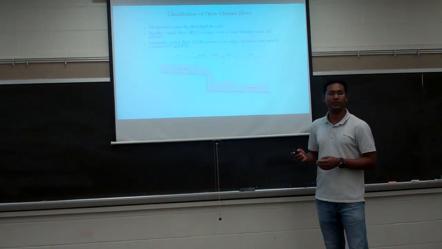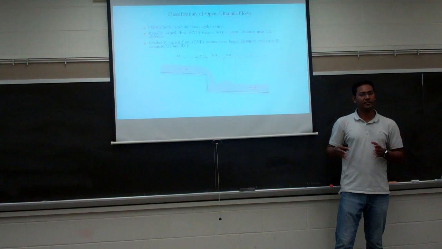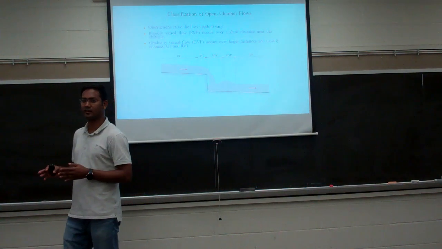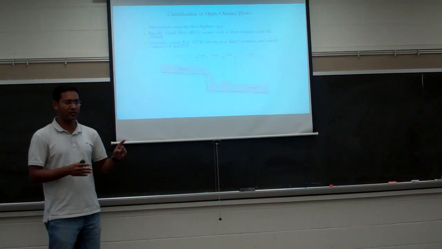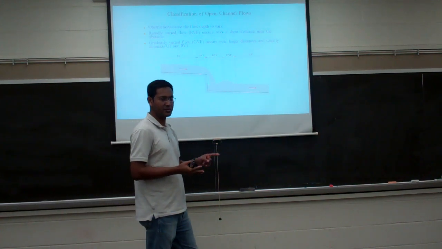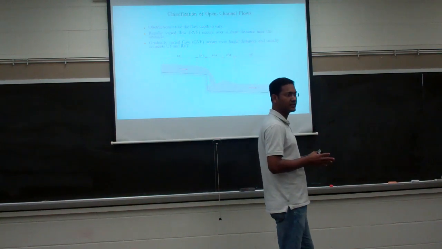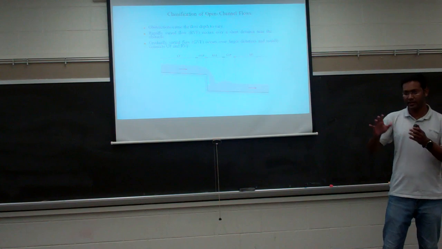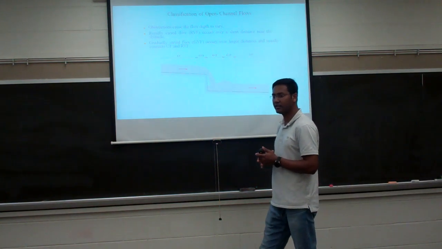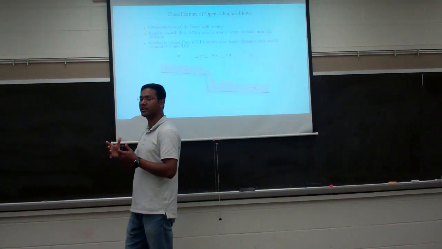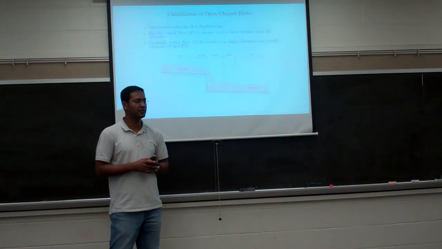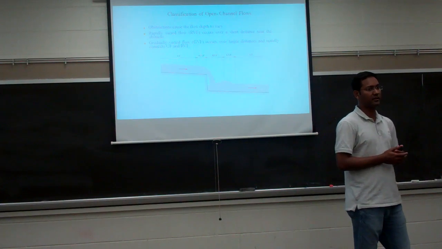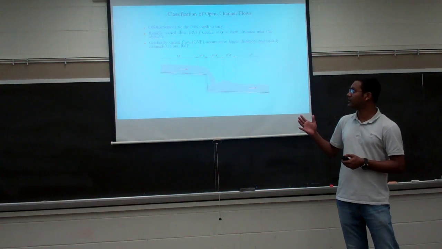So far, what we have done today is the definition of open channel flow. What is the definition? If the free surface is open to the atmosphere and the pressure is at atmospheric pressure, and if flow occurs under the influence of gravity, then we can call it open channel flow. Otherwise, if flow occurs in a closed conduit and there is a pressure which is more than atmospheric, then we can call it pipe flow or pressurized flow. These are the definitions of open channel flow and pipe flow.